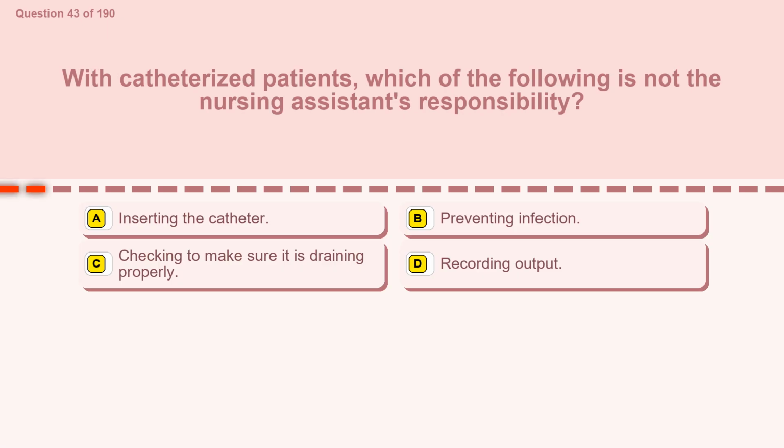Question 43. With catheterized patients, which of the following is not the nursing assistant's responsibility? Option A, inserting the catheter. Option B, preventing infection. Option C, checking to make sure it is draining properly. Option D, recording output.